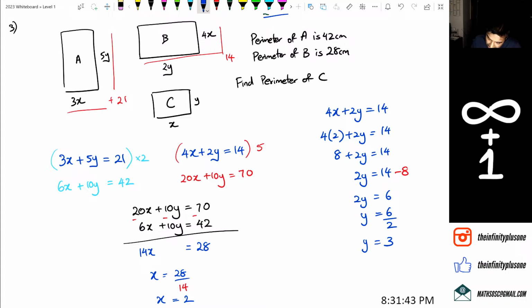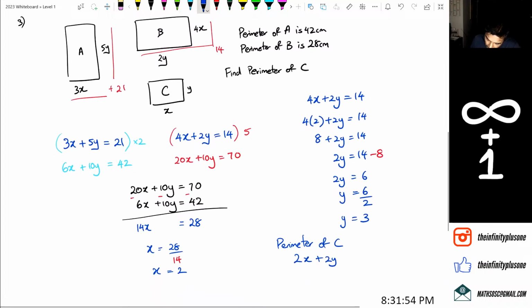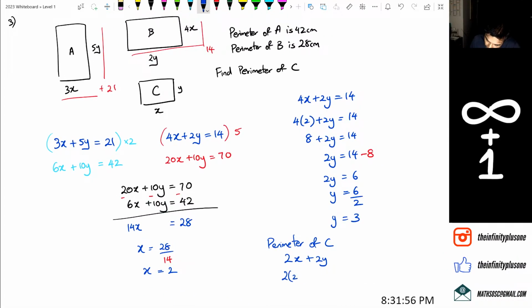Now the perimeter of C is 2x plus 2y. So we're going to do 2 times 2 plus 2 times 3. And so the perimeter of C is equal to 10 centimeters.